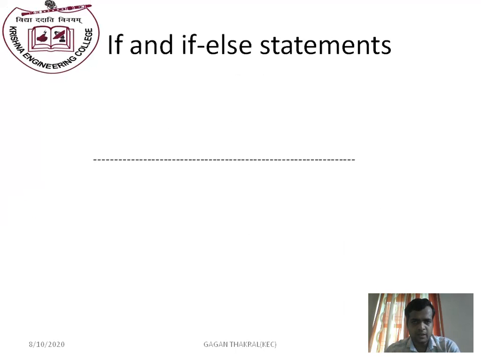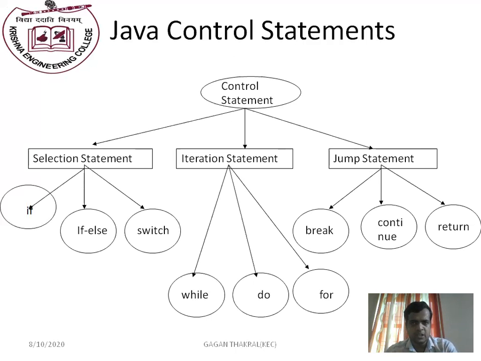Now we will discuss Java control statements. Java control statements are those statements which decide the flow of a Java program. Generally, Java control statements are divided into three categories: one is selection statement, another is iteration statement, and the last one is jump statement. In selection statements, we consider if-else and switch. And in iteration or repetition, we consider while loop, do-while loop, and for loop.